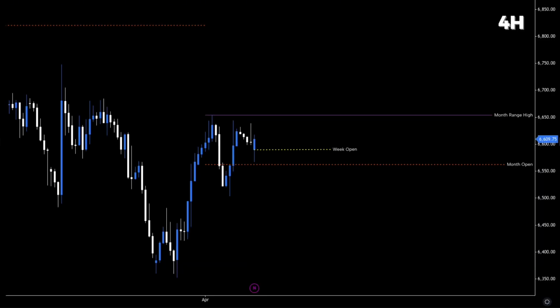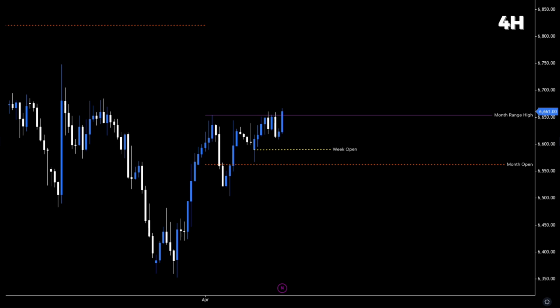On the higher time frame, price opens above the monthly open. That's our context. Early in the session, we push into the range high. And this is where most traders get active. We break above the level. And this is where people make the mistake. They see the break and assume it's going higher.